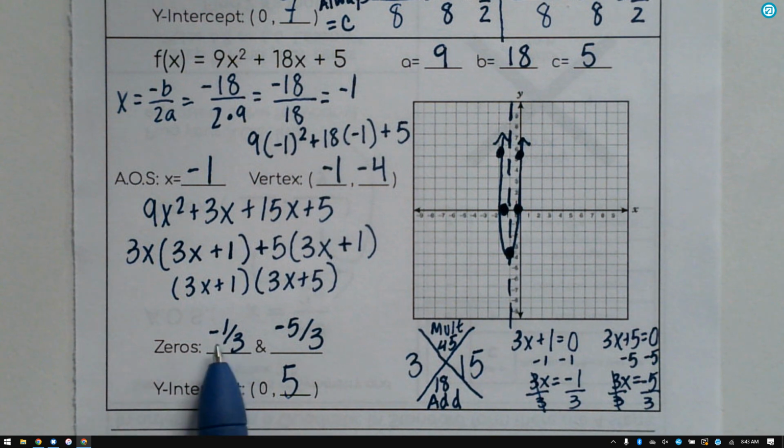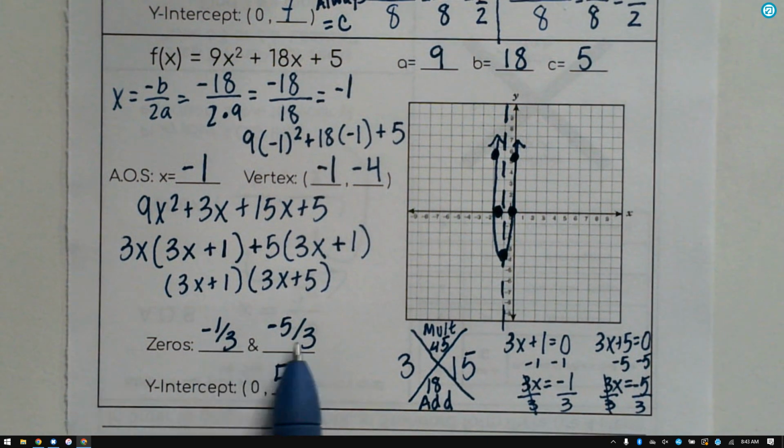So like if the negative 5/3 is first, is that what you're asking? Yeah, it doesn't matter what order these go in. These are interchangeable. Okay, cool.